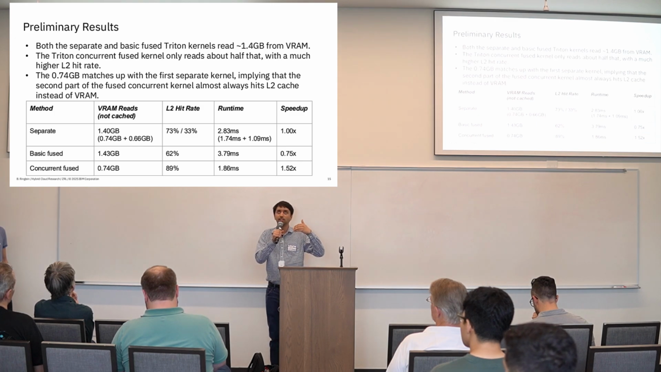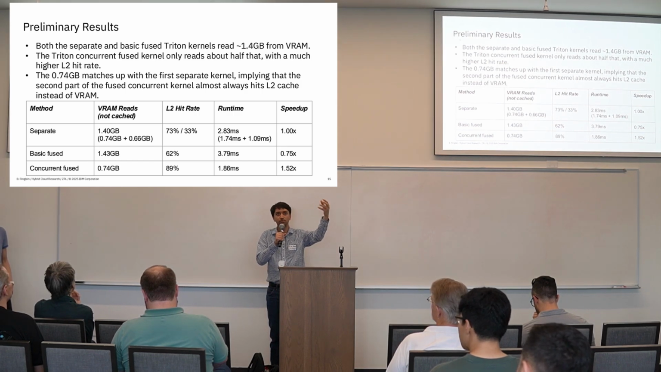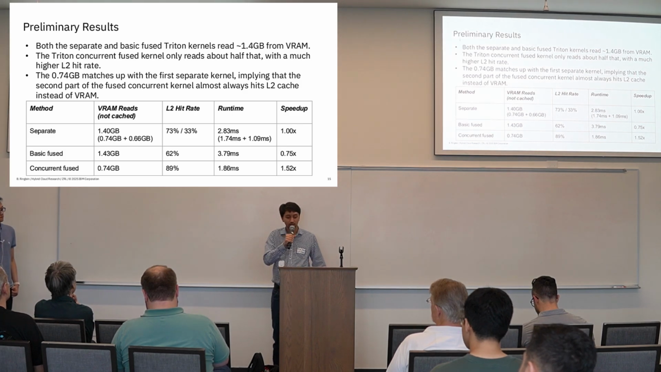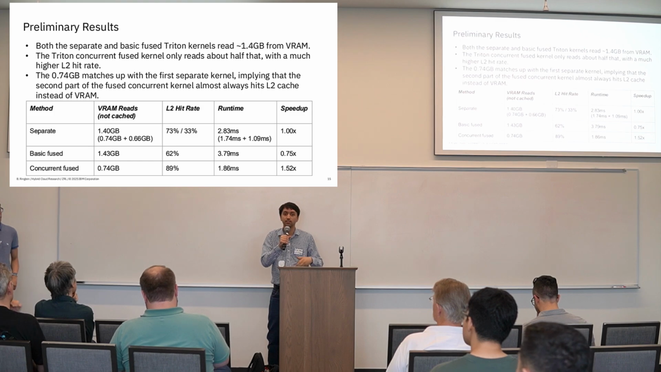However, when we finally made both steps run concurrently, step one would make some results and put them in L2 cache, then step two could read them from L2 cache. And they could synchronize so that we don't have too much data piling up between them. So then we actually got a pretty good speed up, and we can also see that the VRAM reads are a lot lower because the L2 hit rate is much higher.